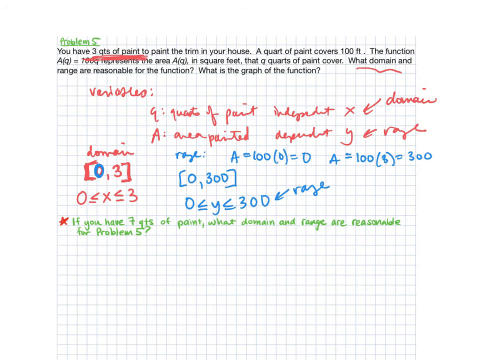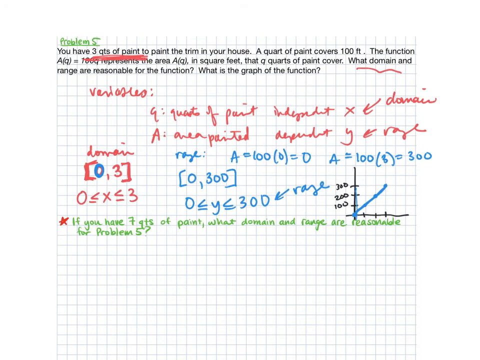And then what's the graph of the function? Sorry, I didn't really leave room for the graph. But right here, 1, 2, 3, 100, 200, 300. And each quart of paint, at 0 is 0. 3 is 300. After 100, 200. Here's the graph. It just starts at 0, ends at 3. Starts at 0, ends at 300.